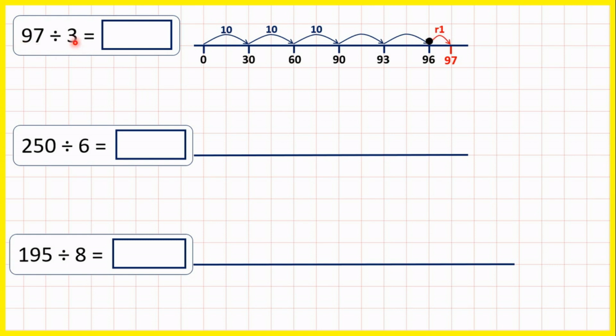So 97 divided by 3, we counted 10, 20, 30, 31, 32 steps of 3, but then we needed one more. So our answer is 32, remainder 1.